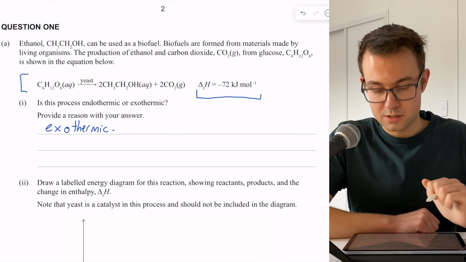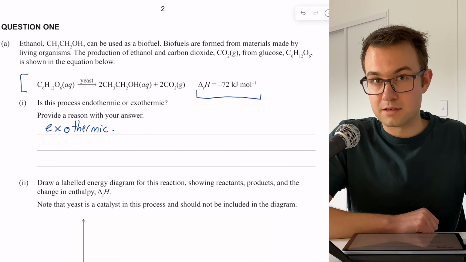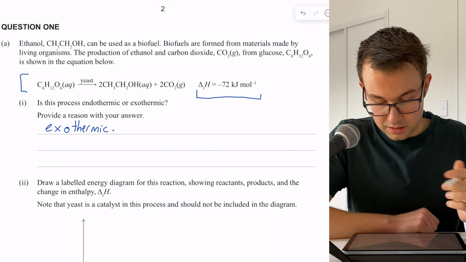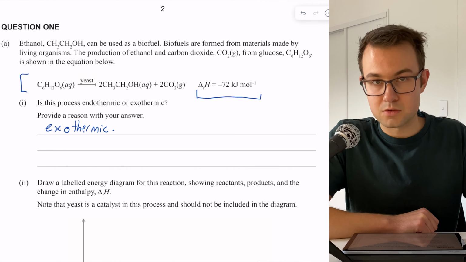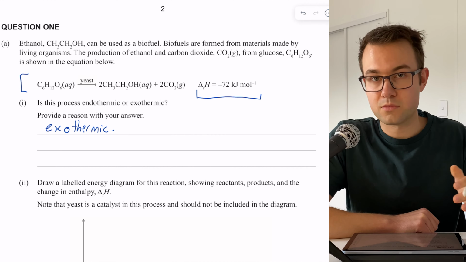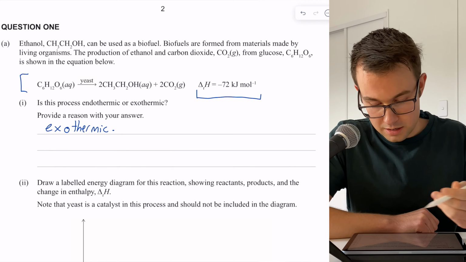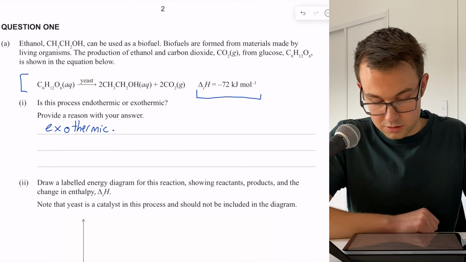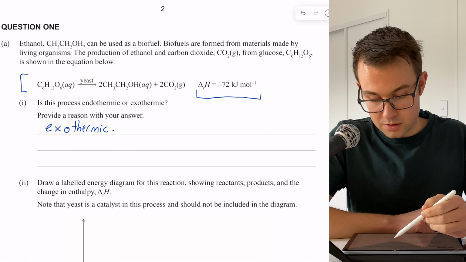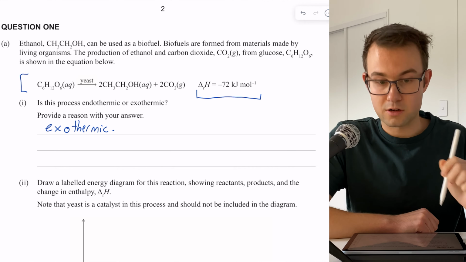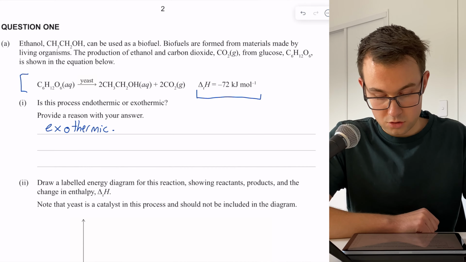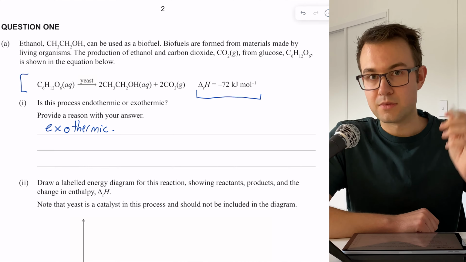Amazing. I love it. Super simple. Now, why is it exothermic? Well, if we have a little look here, what does delta RH actually mean? Delta means the change, just a symbol for change. R is the reaction, and H is the enthalpy. So it's the change in the enthalpy of this reaction here. And it's saying it's a negative number.